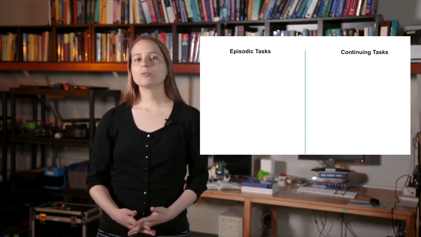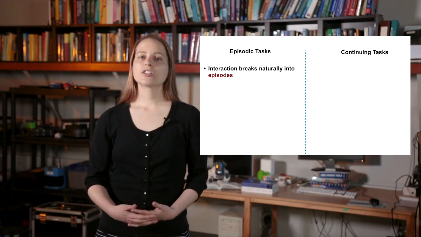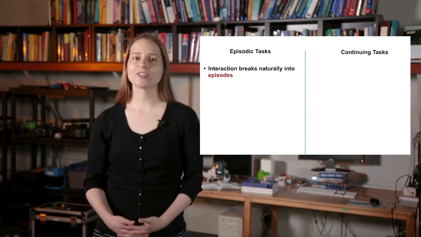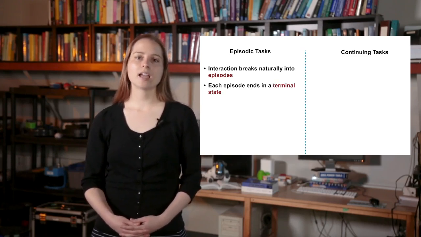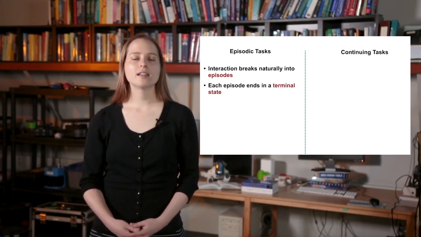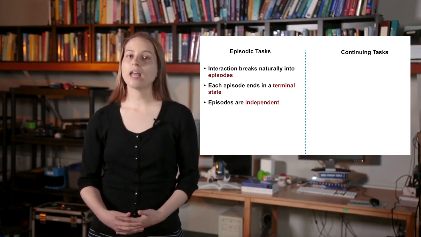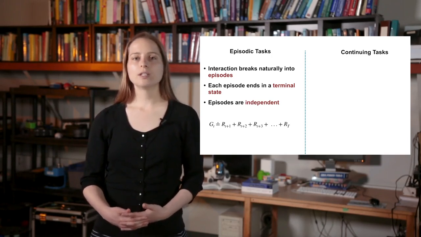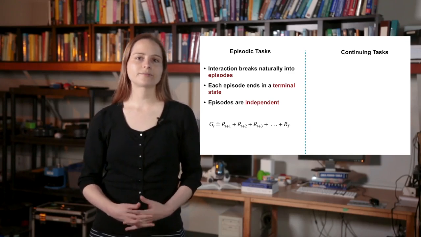Let's look at the differences between episodic and continuing tasks. As we discussed earlier, episodic tasks break up into episodes. Every episode in an episodic task must end in a terminal state. The next episode begins independently of how the last episode ended. The return at time step t is the sum of rewards until termination.